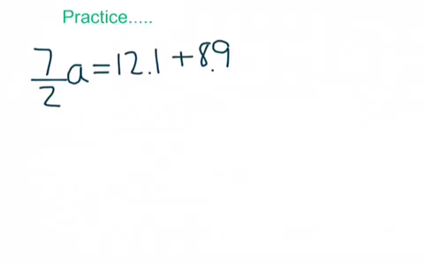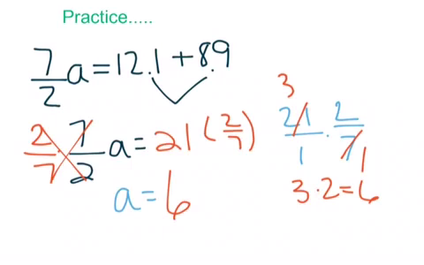Alright? So I want you to practice this one for me. It's 7 over 2a equals 12.1 plus 8.9. When you're finished, hit play and see if you did it correctly.